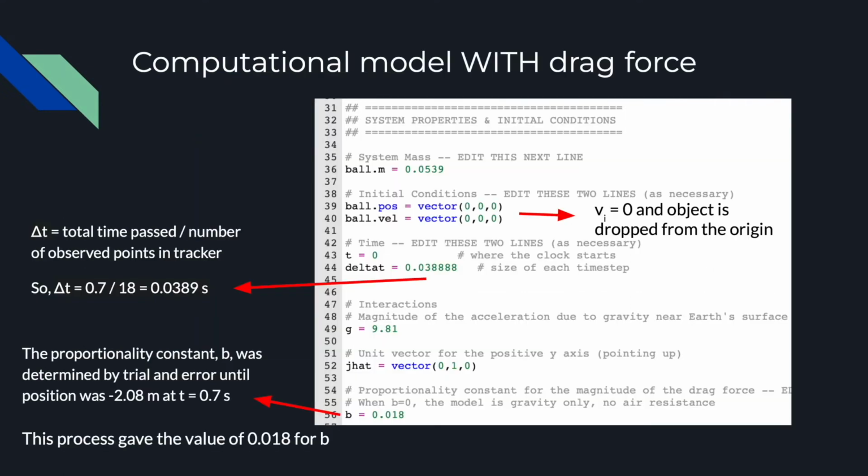This is the code that I used to make the computational model with drag force. I set the initial position and velocity equal to the 0 vectors because the object is dropped from the origin. I determined delta t by dividing the total time passed by the number of observed points in the tracker, which resulted in 0.389 seconds. The proportionality constant b was determined by trial and error until the final position, negative 2.08, occurred at the time 0.7 seconds. This process gave me a value of 0.018 for b.